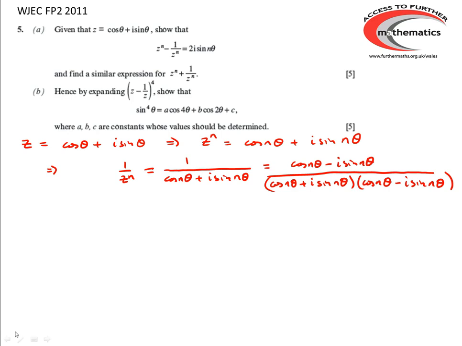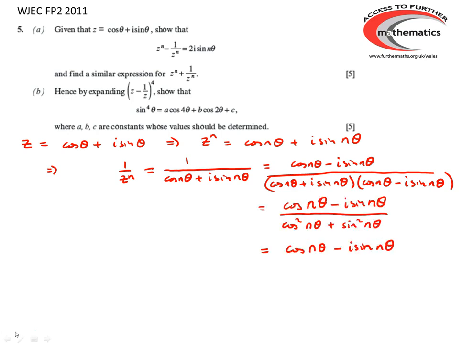So the top is just cos n theta minus i sin n theta. The bottom is cos n theta plus i sin n theta times cos n theta minus i sin n theta. So that gives me cos n theta minus i sin n theta over cos squared n theta plus sin squared n theta. But the bottom is cos squared n theta plus sin squared n theta, which is always going to equal 1. So we've got 1 over z to the n is equal to cos n theta minus i sin n theta.